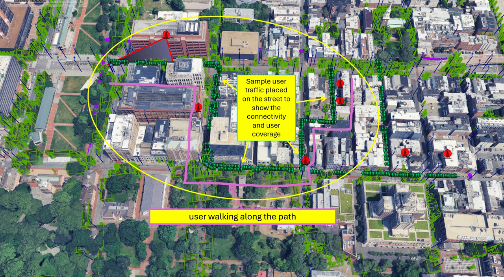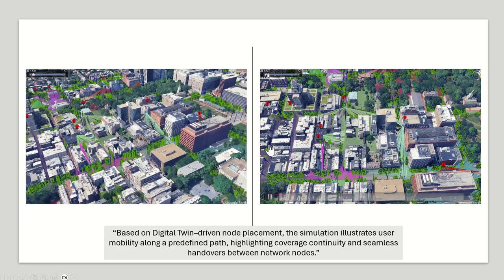As the user moves along the path, the device connects to the nearest node. When the user moves away from one node and gets closer to another one, the connection seamlessly hops from one node to the next. This transition can be visualized in real time by observing the change in the tower ID associated with the user's device. So let's look into the simulation.